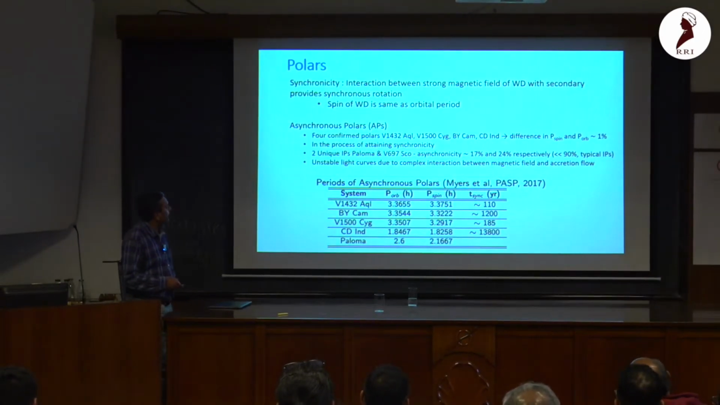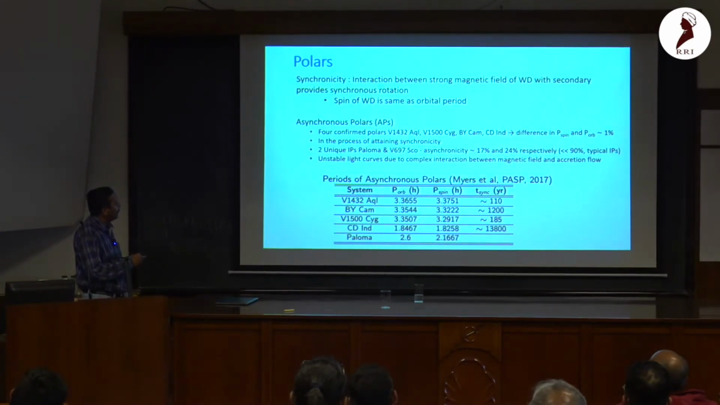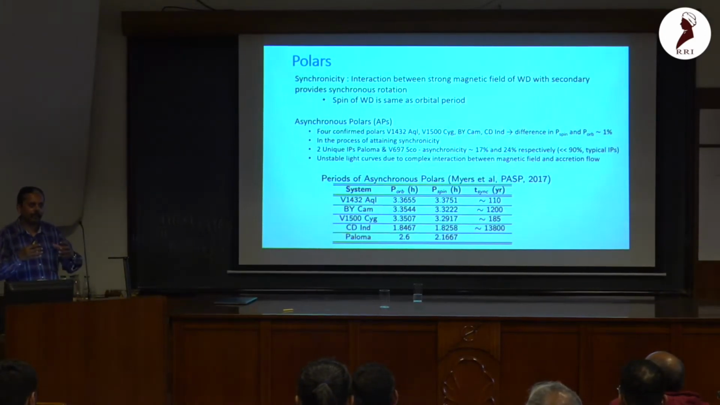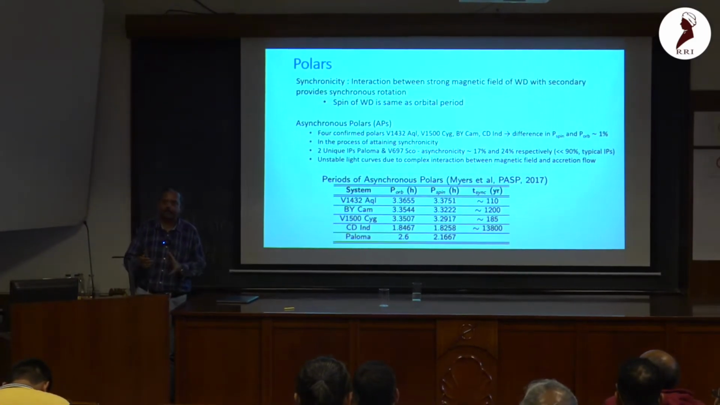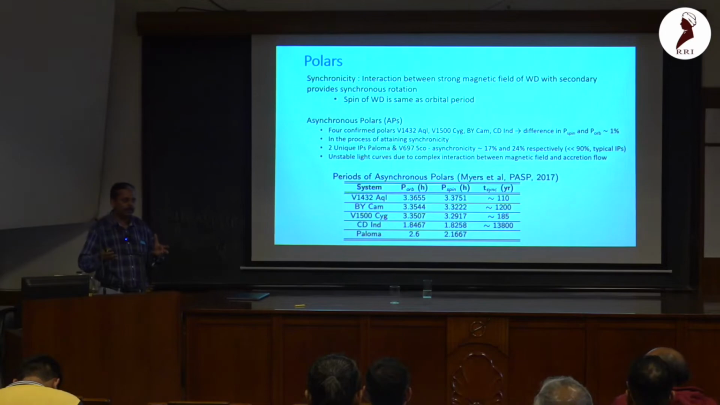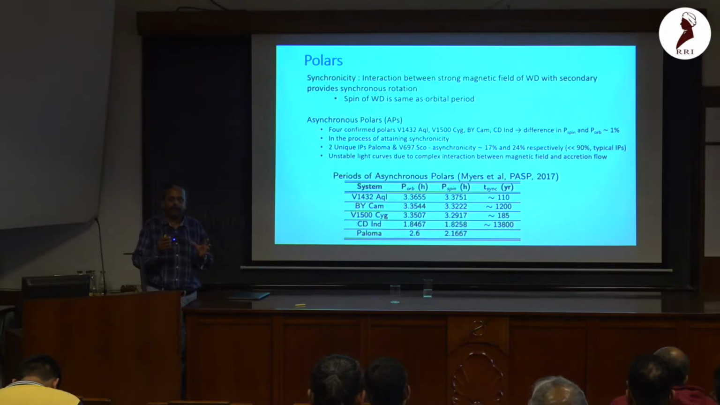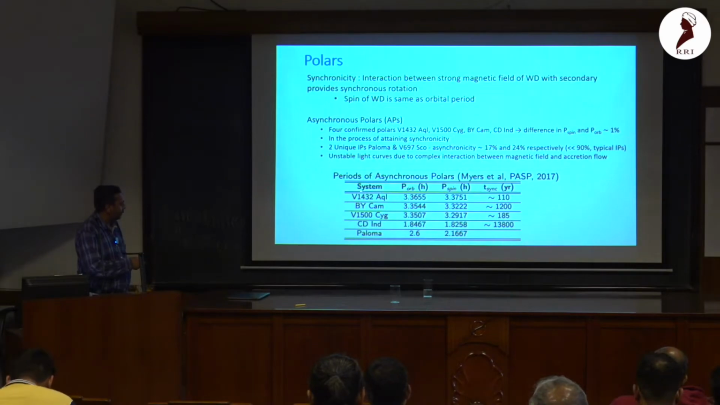Okay, so another interesting source, basically, as I told you, are the polars. As I already mentioned, these polars don't show multiple periods because of the phase locking between the secondary star and the white dwarf. But there are some exceptions to this. This is not a very strict definition. Although they have a strong magnetic field and there is a phase locking between the two stars, there are some exceptions where we see a very small difference between the spin and the orbit. Okay, and there are only a handful of such systems known. These four are the well-known systems.